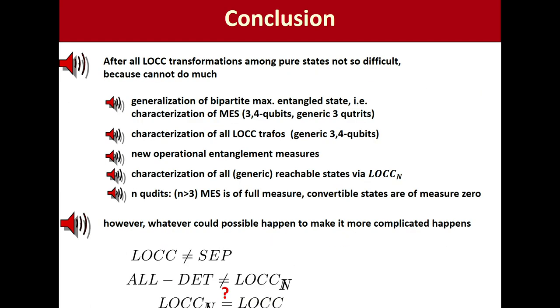Okay, I'm going to skip this, and I come to the conclusion. What we have seen is that, after all, LOCC transformations among multipartite states is not that difficult, but the reason is that almost nothing is possible. There are very few transformations that are actually possible. In the three-qubit, generic three-qutrit and four-qubit cases, you can derive all the possible LOCC transformations, and with that you can also evaluate some new operational entanglement measures. What I didn't discuss is that if you consider finitely many rounds of LOCC, you can completely characterize all states that can be reached. And for higher dimensions, you can prove in general that the maximal entangled set is of full measure, and that it's almost never possible to do an LOCC transformation.